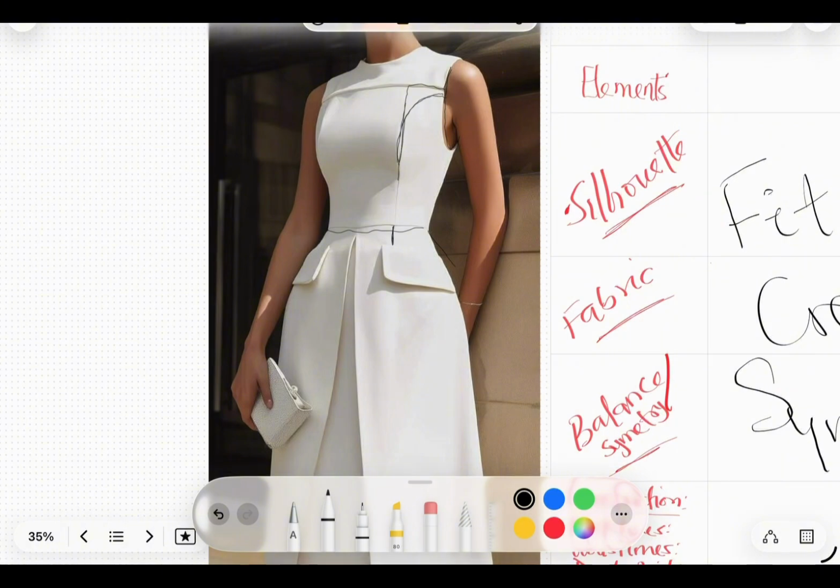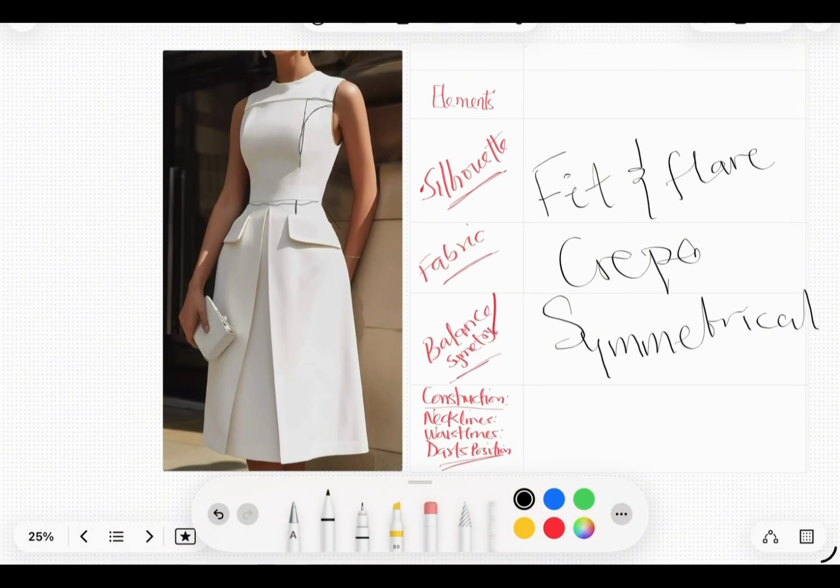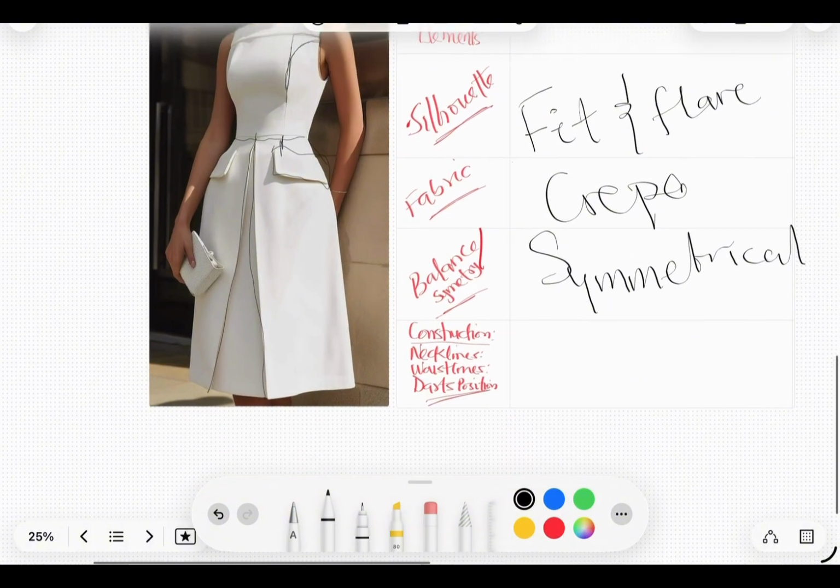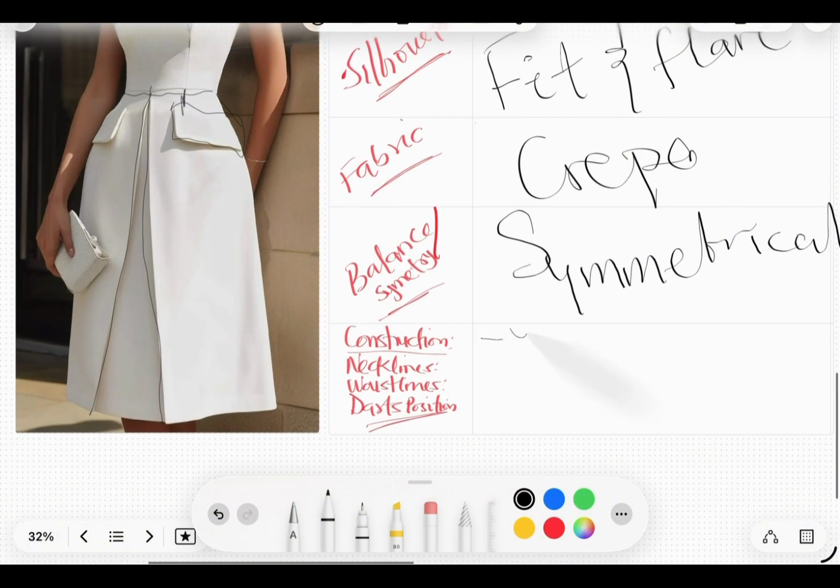Yeah, so we have the princess seam. Getting back to the elements, we have the princess seam and we have this dart, and then we have this pocket flap. I'm thinking there might be no pocket bag inside. That means it's just a faux pocket, right? And of course this eye-catching pleat that is on the center front, right? So we've got lots of details there.